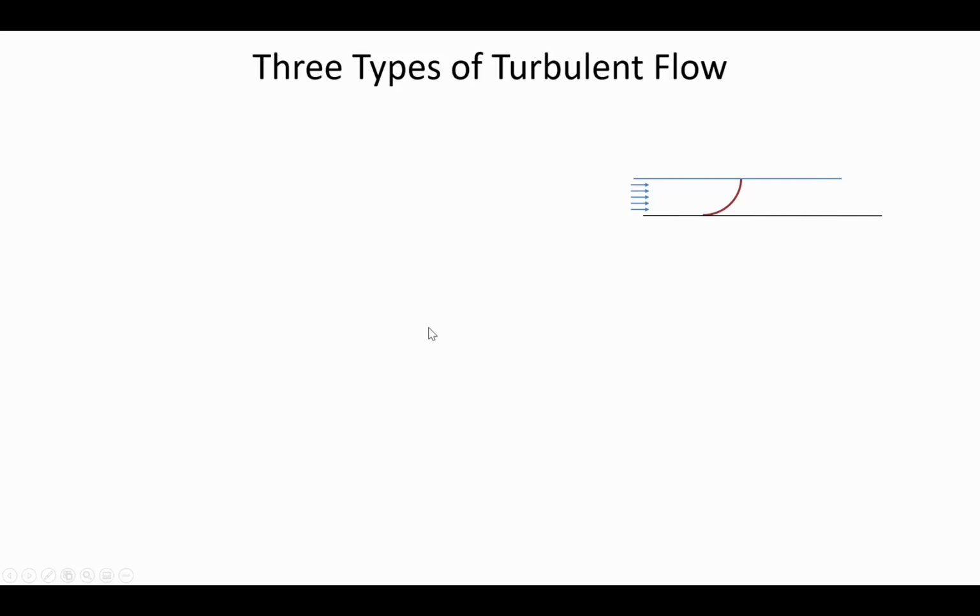Flow classification. We've talked about laminar versus turbulent flow, right? Where laminar flow is when the Reynolds number is less than 2,000. Turbulent is where the Reynolds number of the flow is more than 4,000, and in between is transition. So within turbulent flow, we can further break that into 3 different subcategories.